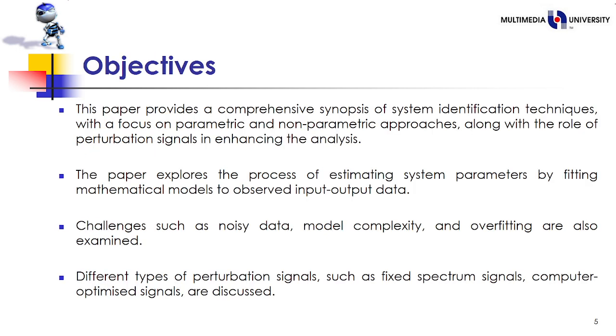Objective. This paper provides a comprehensive synopsis of system identification techniques with a focus on parametric and non-parametric approaches, along with the role of perturbation signals in enhancing the analysis. The paper explores the process of estimating system parameters by fitting mathematical models to observed input-output data. Challenges such as noisy data, model complexity, and overfitting are also examined. Different types of perturbation signals, such as fixed spectrum signals and computer optimized signals, are discussed.